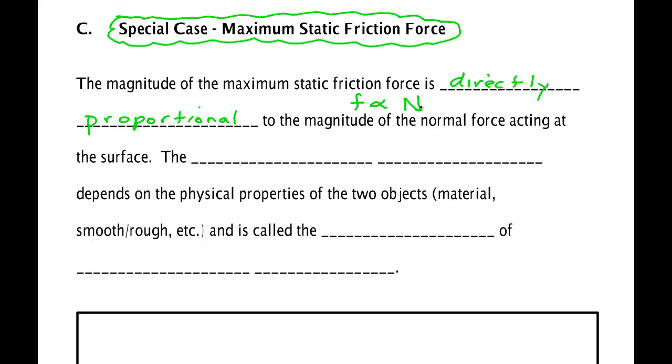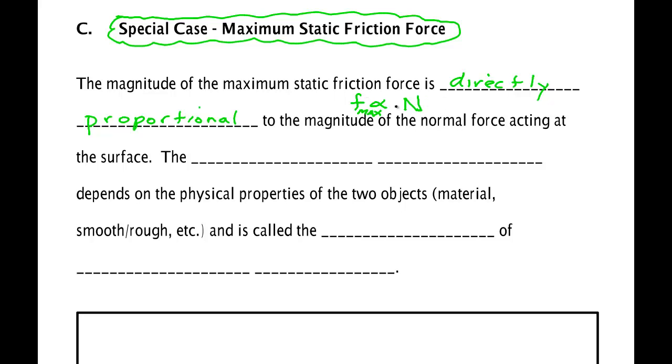If you double this normal force, you double the static friction force. And by the way, I'm going to put max there because it's only true for the maximum. If you triple the normal force, you triple this force. If you make it 4 times larger, you make this 4 times larger.